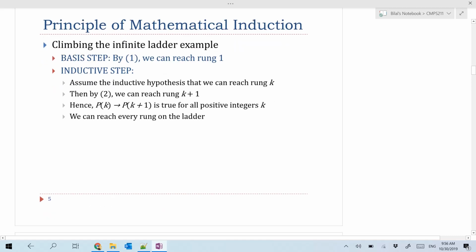So actually, let's see how we combine it once again. By the first step, we can prove the property for 1.